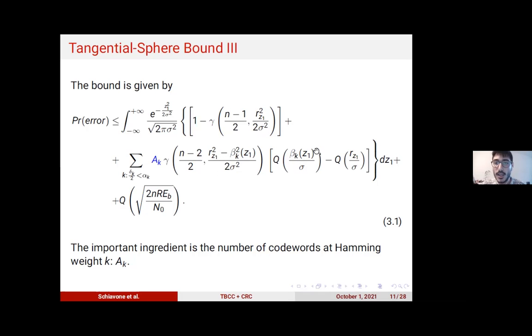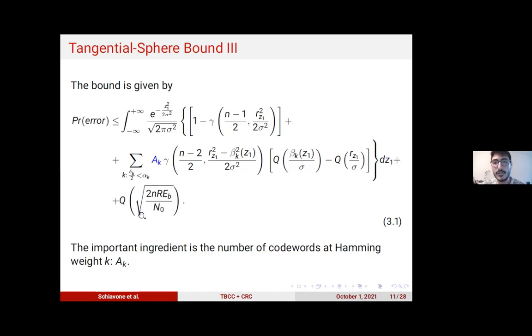Okay, you see that there is here the BKZ1 and the RZ1. And of course, we need to integrate over all possible values of Z1, which is a noise that we are assuming Gaussian. This is the probability density function of our noise component.